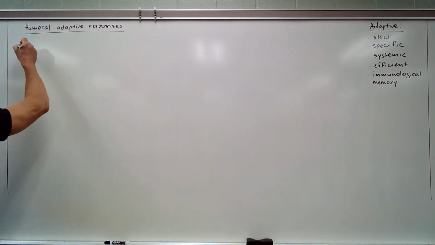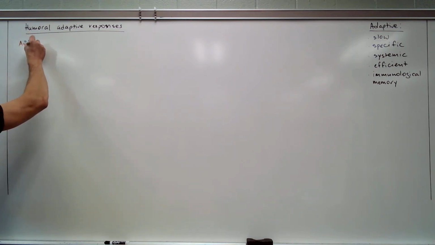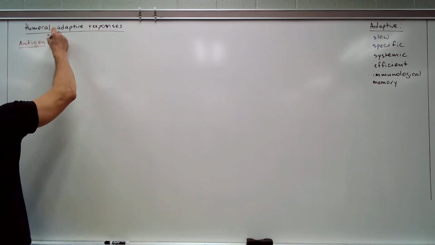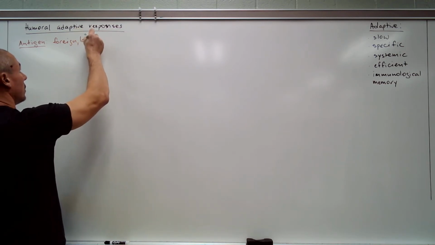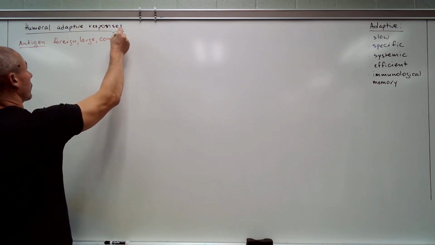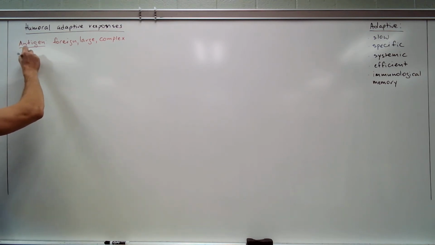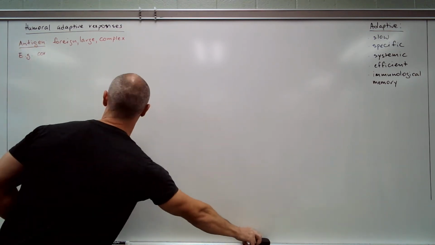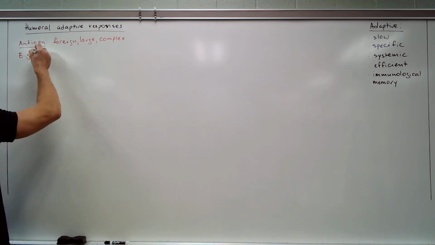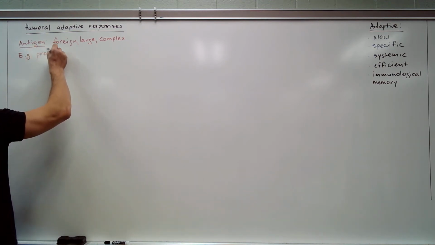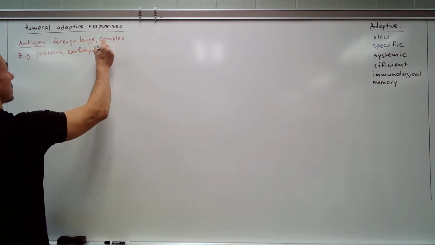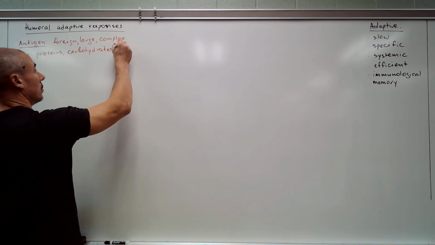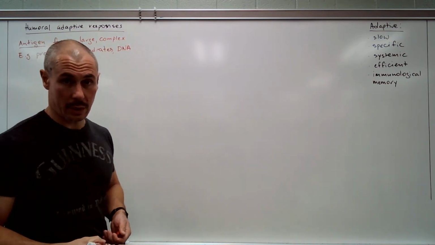So basically, for something to be an antigen, three conditions have to be met. The molecule has to be foreign, it has to be large, it has to be complex. Examples can include molecules such as proteins, carbohydrates, complex carbohydrates. I'm not talking about glucose, obviously, or DNA, or RNA for that matter.